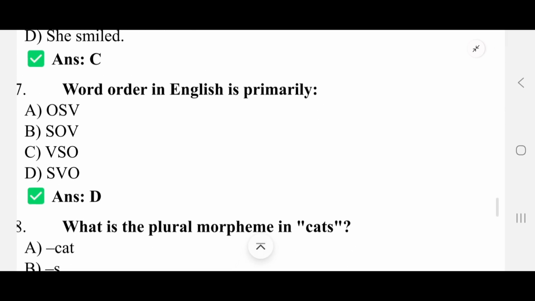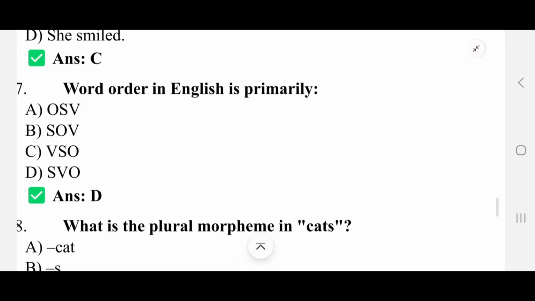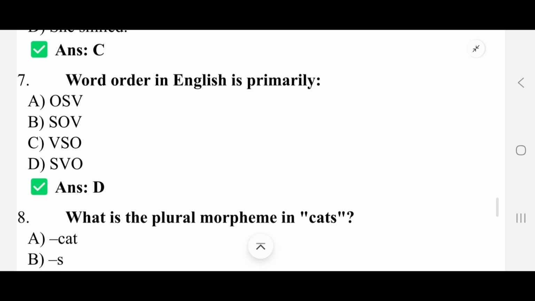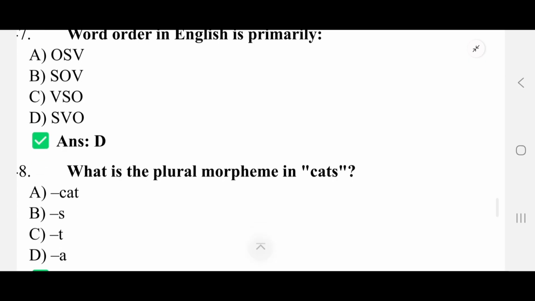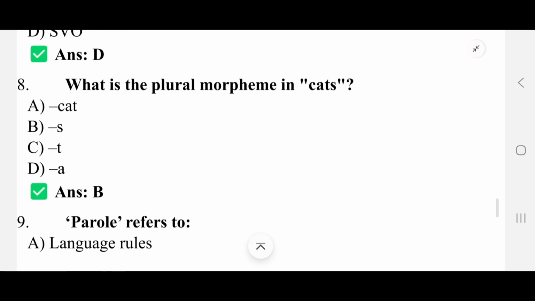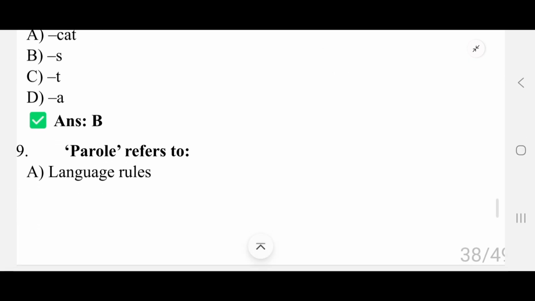Word order in English is primarily OSV, SOV, VSO, SVO. Subject, verb, object, right? Subject, verb, object is the right answer. Option D. What is the plural morpheme in cat? Cat, S, T, A. So option B, S.